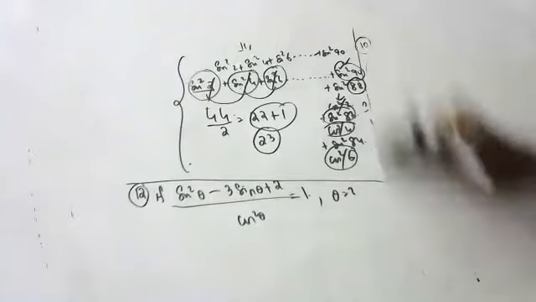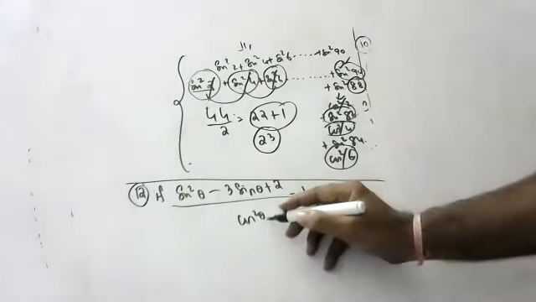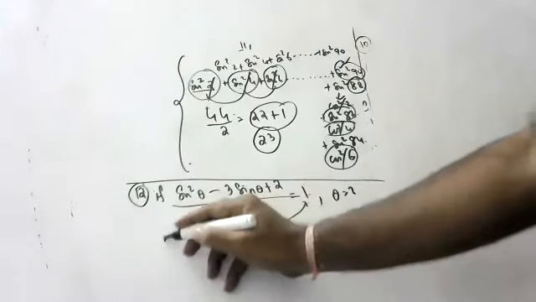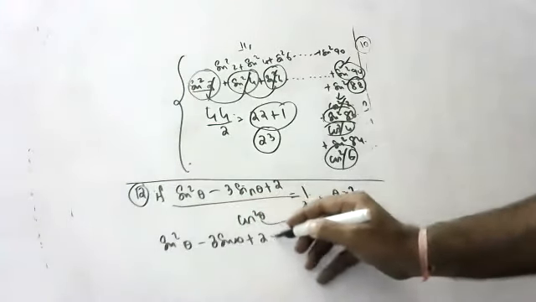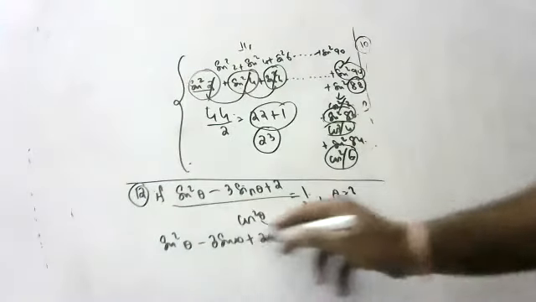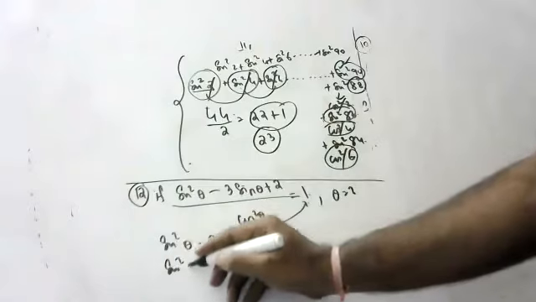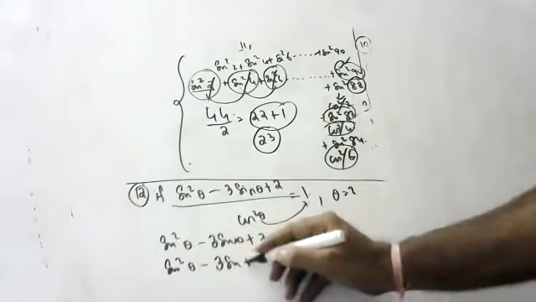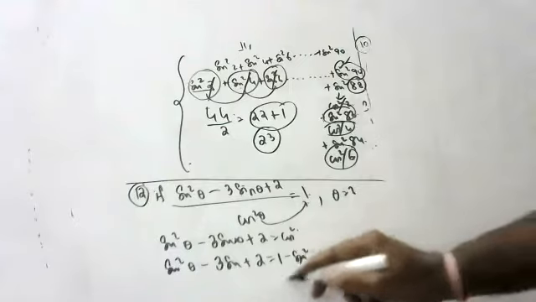Find the value of theta. Okay, children, what we will do? We will take this here: sin square theta minus 3 sin theta plus 2 is equal to cos square theta. Everything is in sin theta, no, children? Let us put this also in sin theta. Sin square theta minus 3 sin theta plus 2 is equal to 1 minus sin square theta. This I will bring here, children.